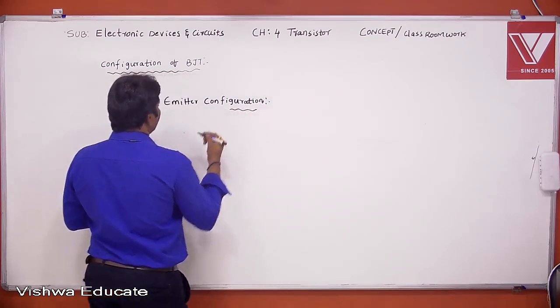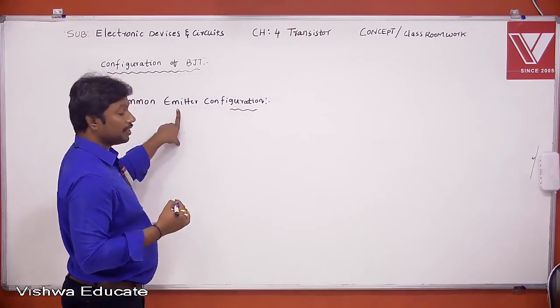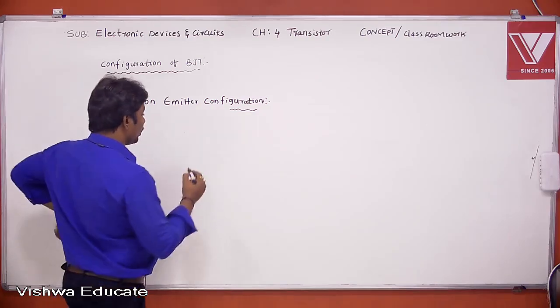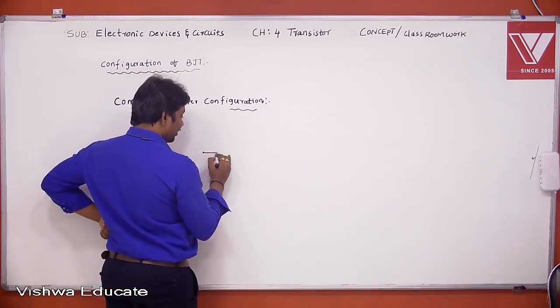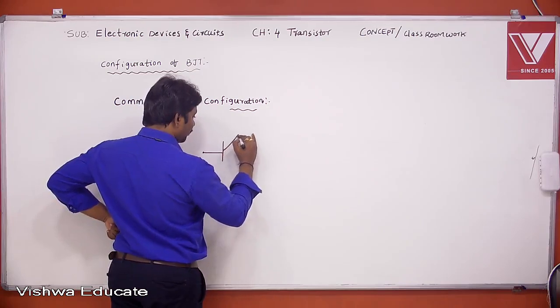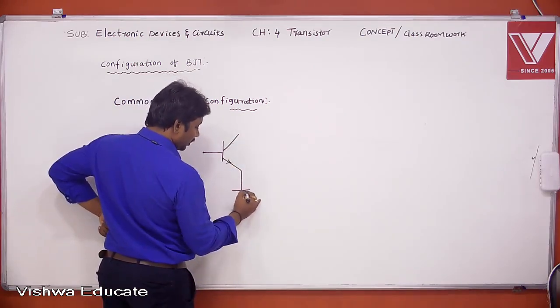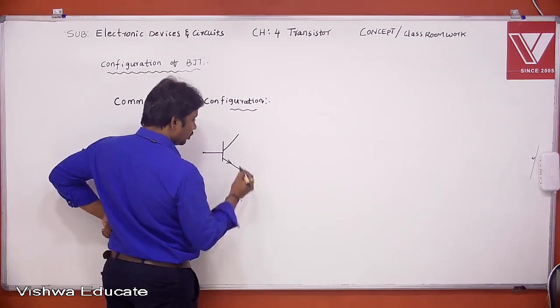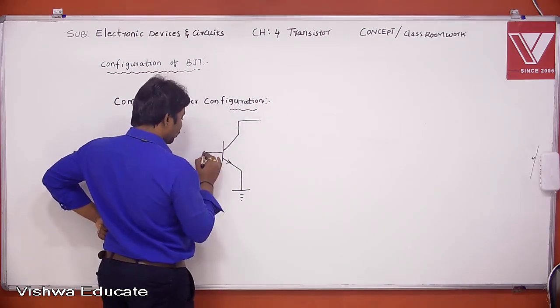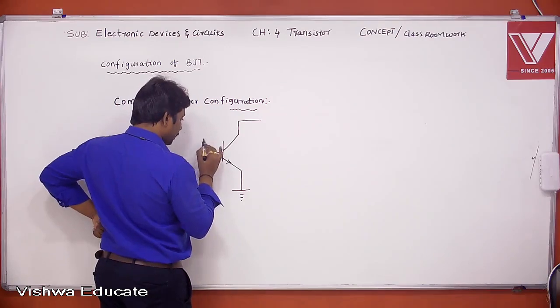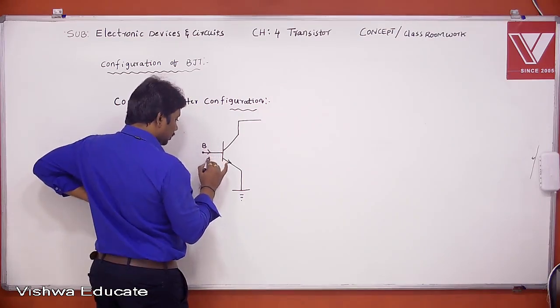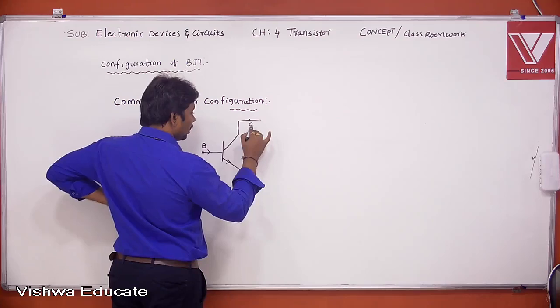Right. See, in common emitter configuration, which one is common here? Emitter is common, right? Now here I am drawing the symbol in common emitter configuration. Emitter is common means it is connected to ground, right? Input is given to base, right? And output is taken from collector.